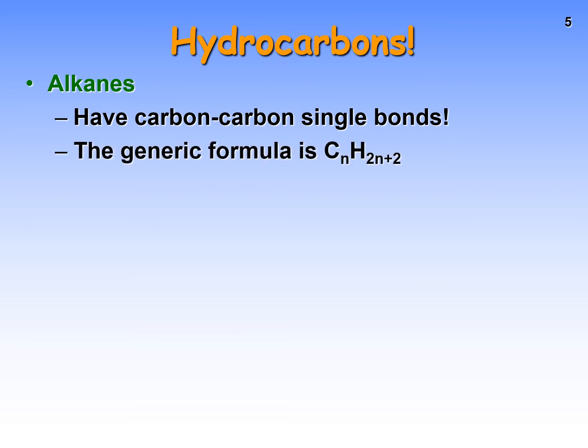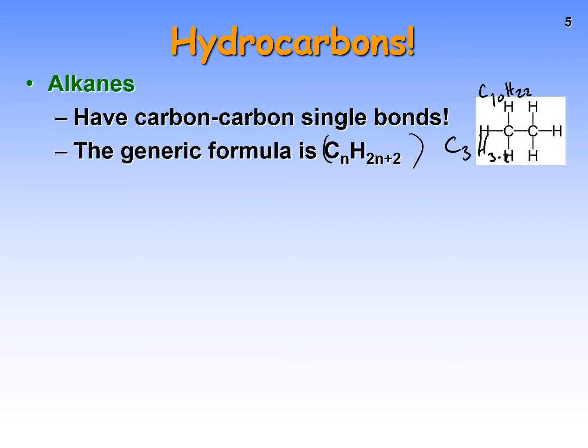The generic formula is CnH2n+2. So in other words, if I have 3 carbons, H would be 3 times 2 plus 2, or in other words, 8. C3H8 would be that formula. Hey, that's propane. Or if we had 10 carbons, so we have C10, then we would have H22, because 2 times 10 plus 2 is 22.